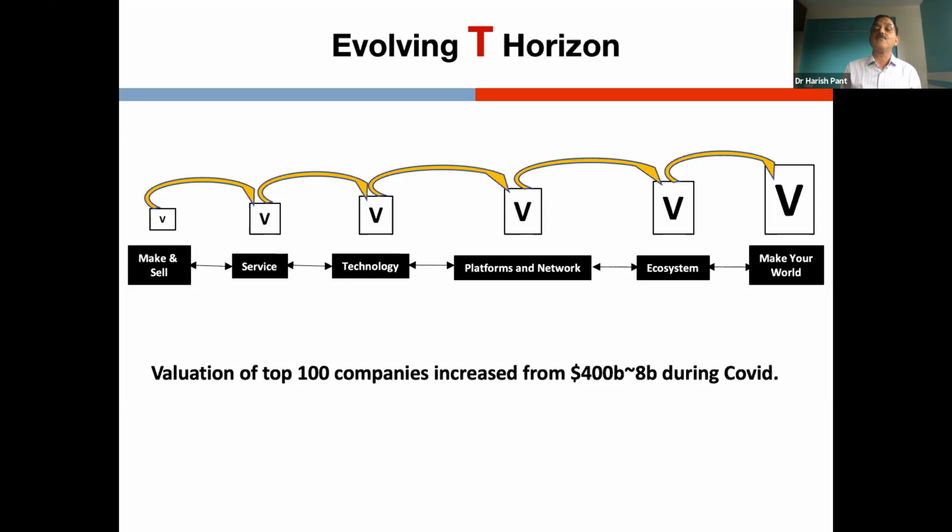We are also seeing that, for the first time in the world, there are companies which are $2 trillion plus in valuation. Apple happens to be the one among many others which are going to follow suit. And what is surprising is that the valuation of the top 100 companies has increased from $400 billion to a minimum of $8 billion just in the COVID 3 months period.